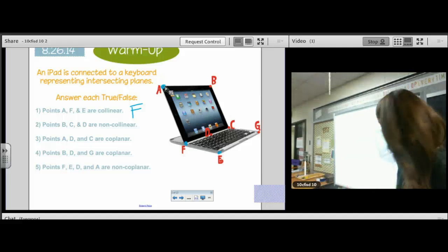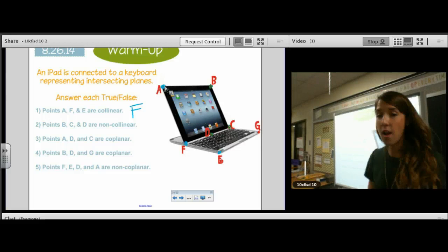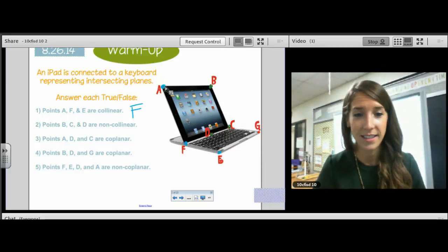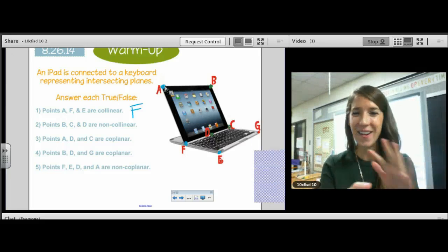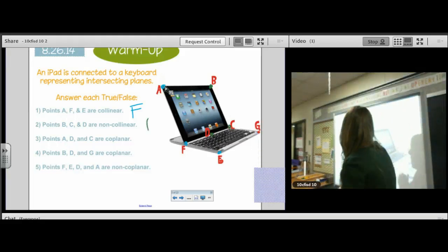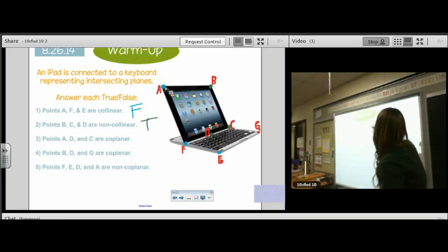So let's move on. Points B, C, and D are non-collinear. Is that a true statement or a false statement? You were ready with it. I think y'all had already typed it. You wanted to be the first one. That is true. They are non-collinear. All right, let's erase some things.